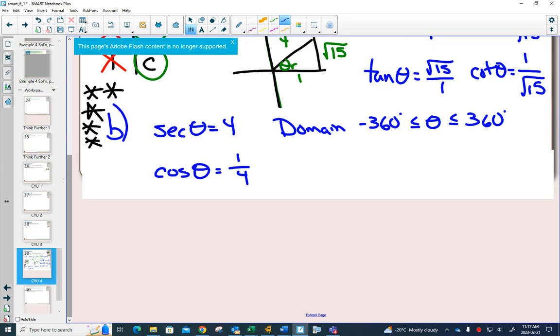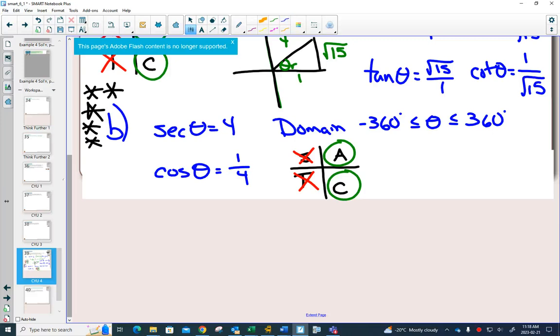And just like we did for part A, you would then think about your cast rule and say it can't be in quadrants 2 and 3 because cos is positive, so it has to be in quadrants 1 or 4. And unlike the first example, since our domain goes from negative 360 to 360, it will include answers in quadrant 1. It will also include answers in quadrant 4.